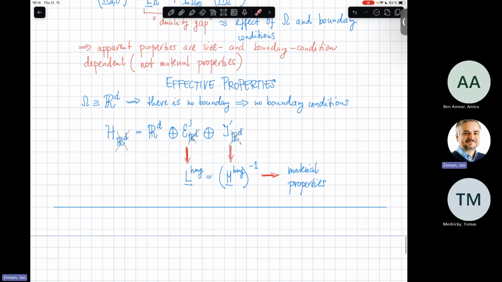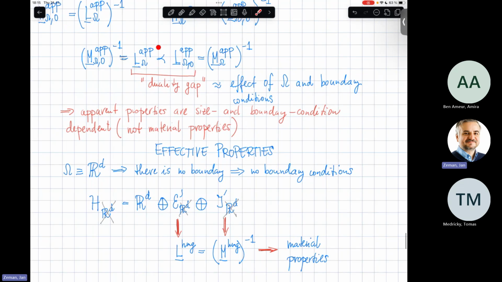So this actually boils down to the last notion I need to introduce in this course, and this is something I would like to focus on in the remainder of the course: so-called apparent properties. These are obtained formally by actually saying that I do not want to have this difference, this duality gap. I would like to actually squeeze it to zero.